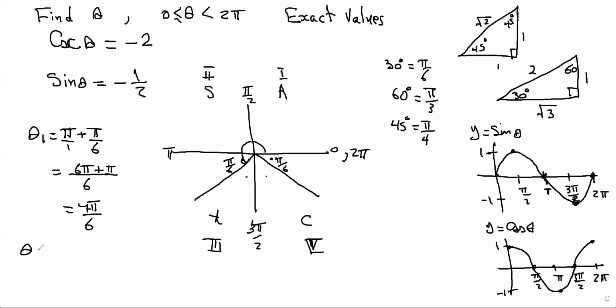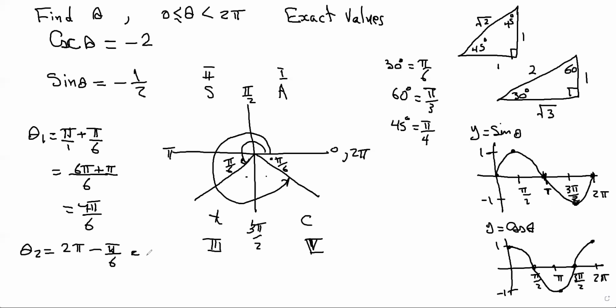How about theta 2? Theta 2 is going from the 0 in the positive direction all the way to there. So what does that mean? That means if you go all the way to 2 pi and take away that pi over 6, that's exactly what that angle is.